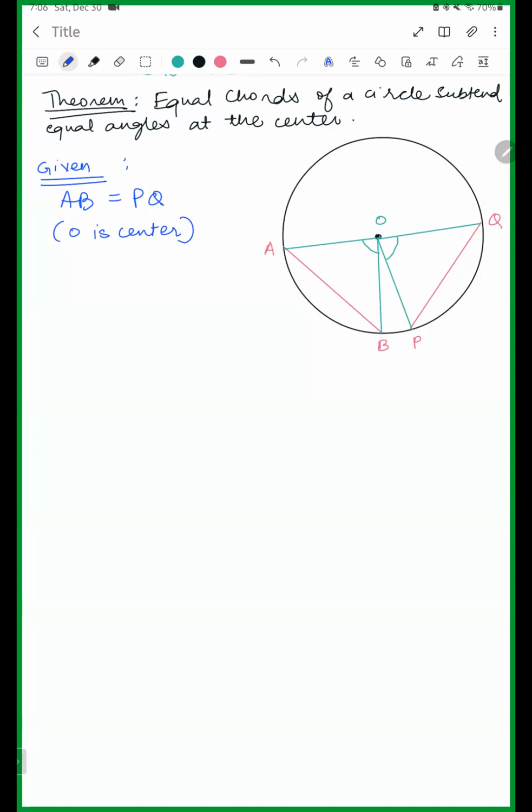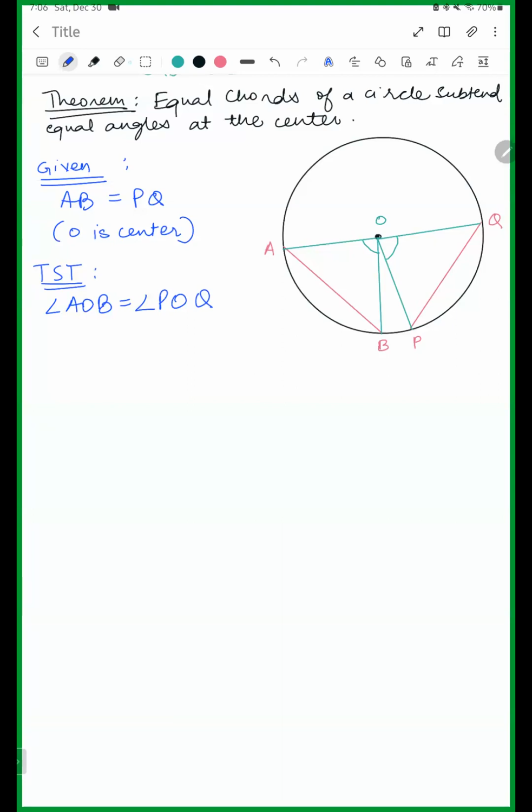Now, equal chords of a circle subtend equal angles at the center. You have to show that. TST means to show that. They subtend equal angles at the center. What angle is AB subtending at the center? It is subtending this angle AOB. So to show that angle AOB is equal to angle POQ. This is what we have to show.